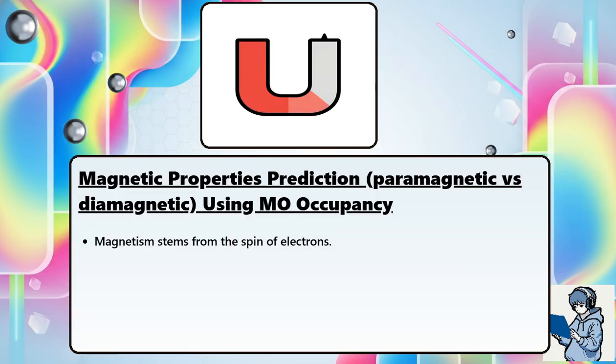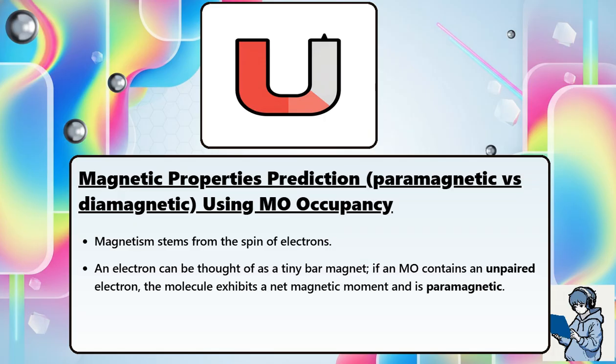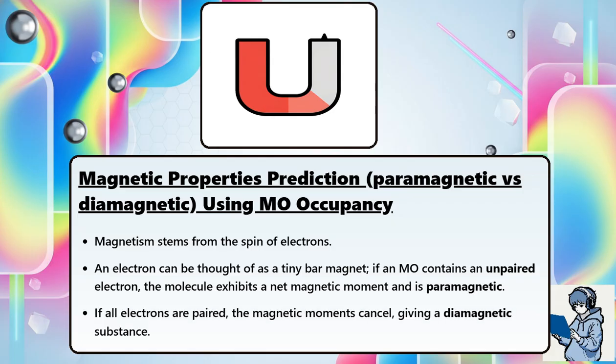Magnetism stems from the spin of electrons. An electron can be thought of as a tiny bar magnet. If an MO contains an unpaired electron, the molecule exhibits a net magnetic moment and is paramagnetic. If all electrons are paired, the magnetic moments cancel, giving a diamagnetic substance.